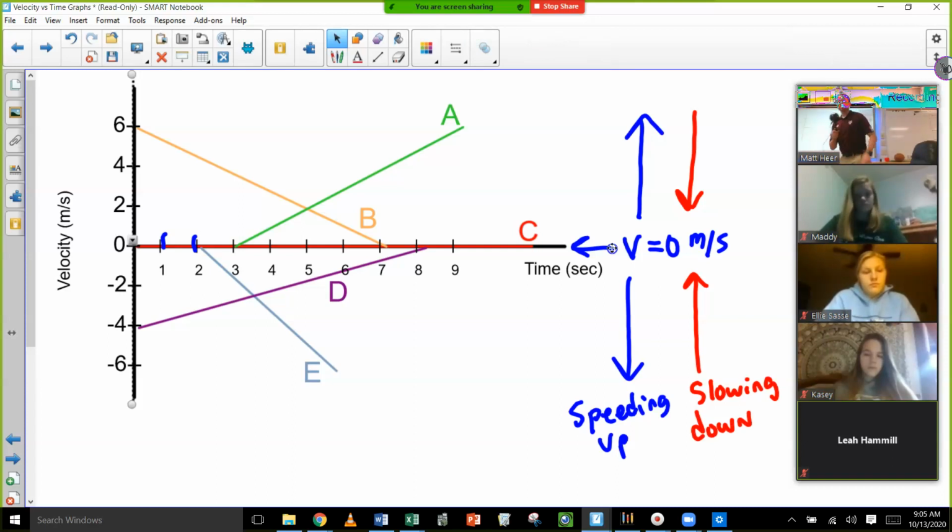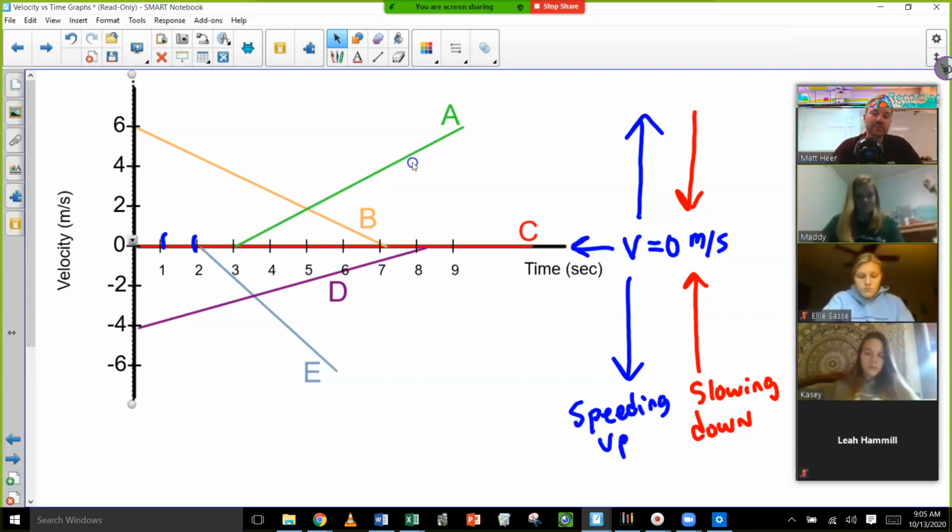So when you look at these graphs, let's start with letter A. Is A speeding up or slowing down? Speeding up. Why? Because it starts at a velocity of 0, but it gets further away from your x-axis. Exactly. If you start at a velocity equal to 0, that means you're stopped, and the only thing you can do is speed up. Letter B. What's B doing? Slowing down. Slowing down.